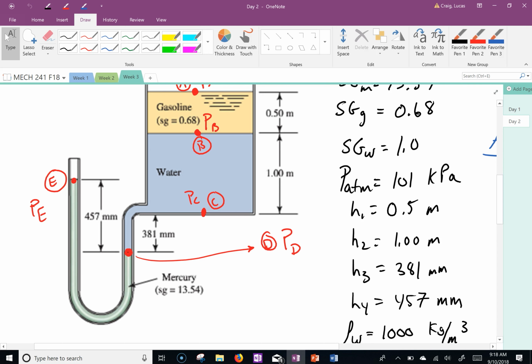So right here, technically, we could also call what? Point D, because it's the same fluid. And so the bottom pressure equals the top pressure plus rho GH. And that's how we got that equation.